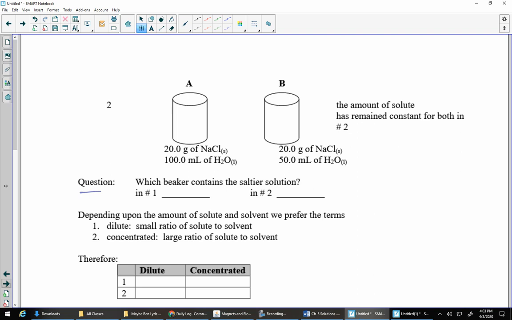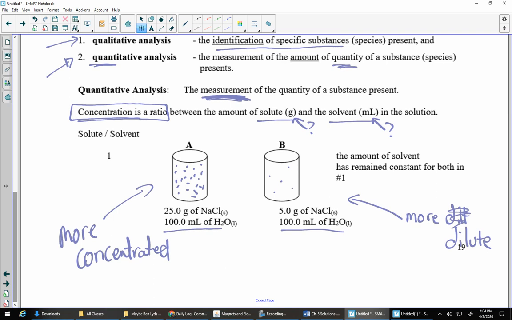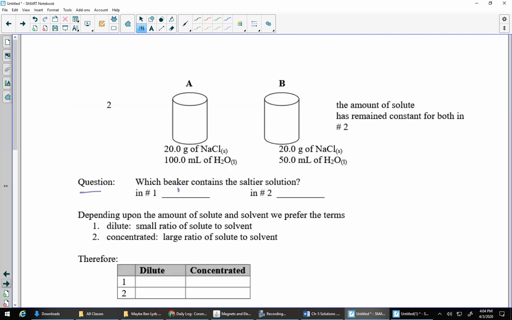Oh shoot, in number 1, I messed this up a little bit here. So in example 1, let's have a look at that. In example 1, A is saltier, and example 2, that's the one we've got here, the one you were just thinking about, which one is saltier? If you said D, you're absolutely correct.